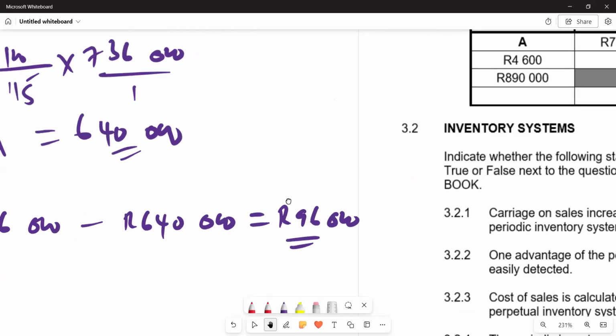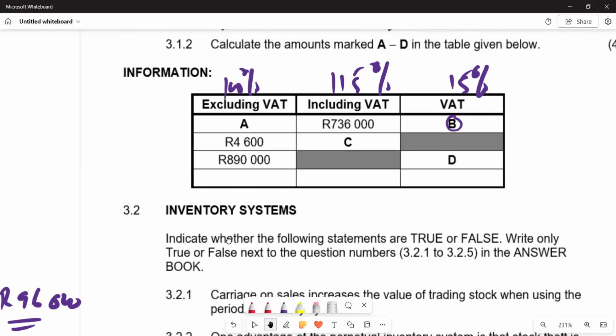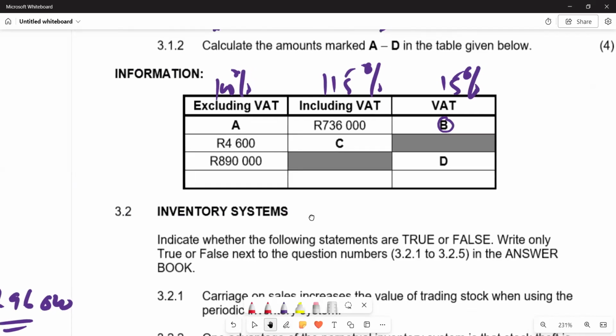Then we go to our C. Our C now, we are on the second part, whereby we are given 100% is our VAT exclusive 4,600. And the figure that we want is 115%. We make a simple proportion: 100% is equal to 4,600.